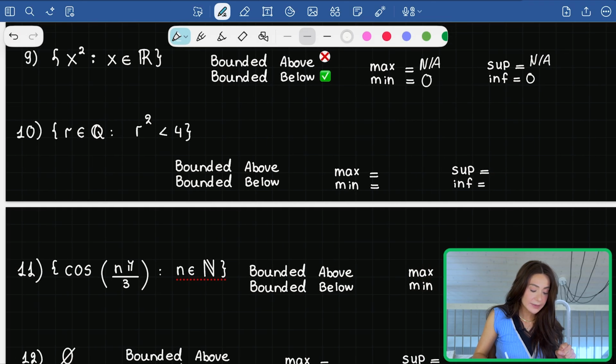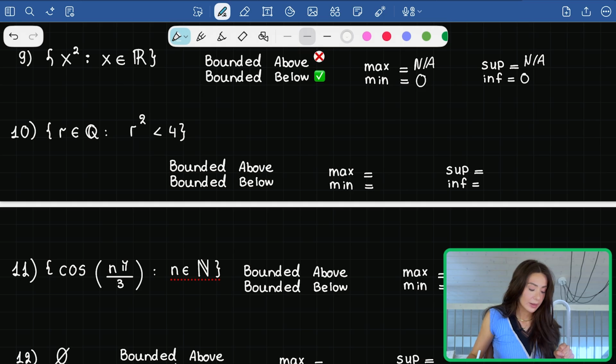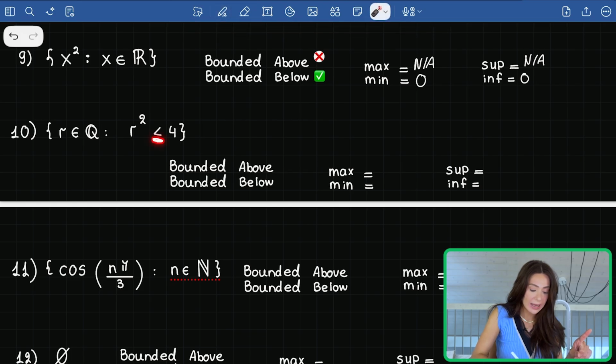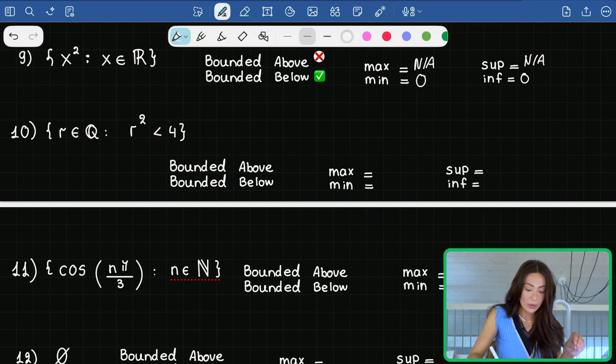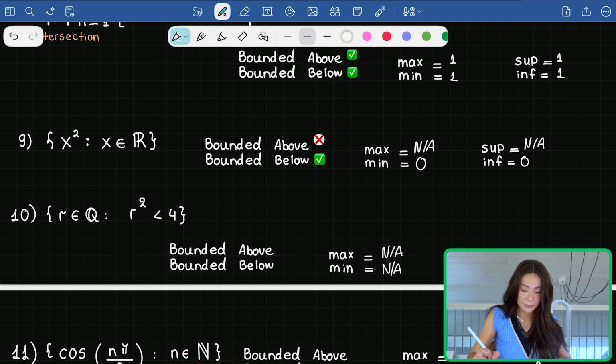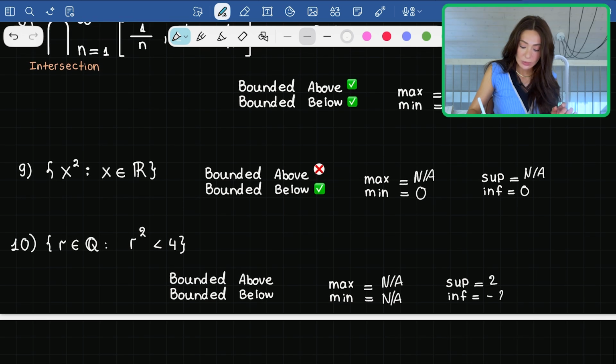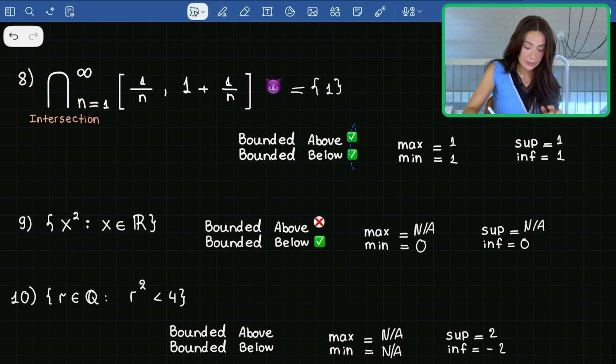Number 10. Now we're in rationals. So any number whose square is less than 4 will work. So any number from -2 to 2, not including -2 and 2, because I don't have less than or equal to here. I just have strictly less than. So min and max don't exist. Sup is 2, inf is -2.